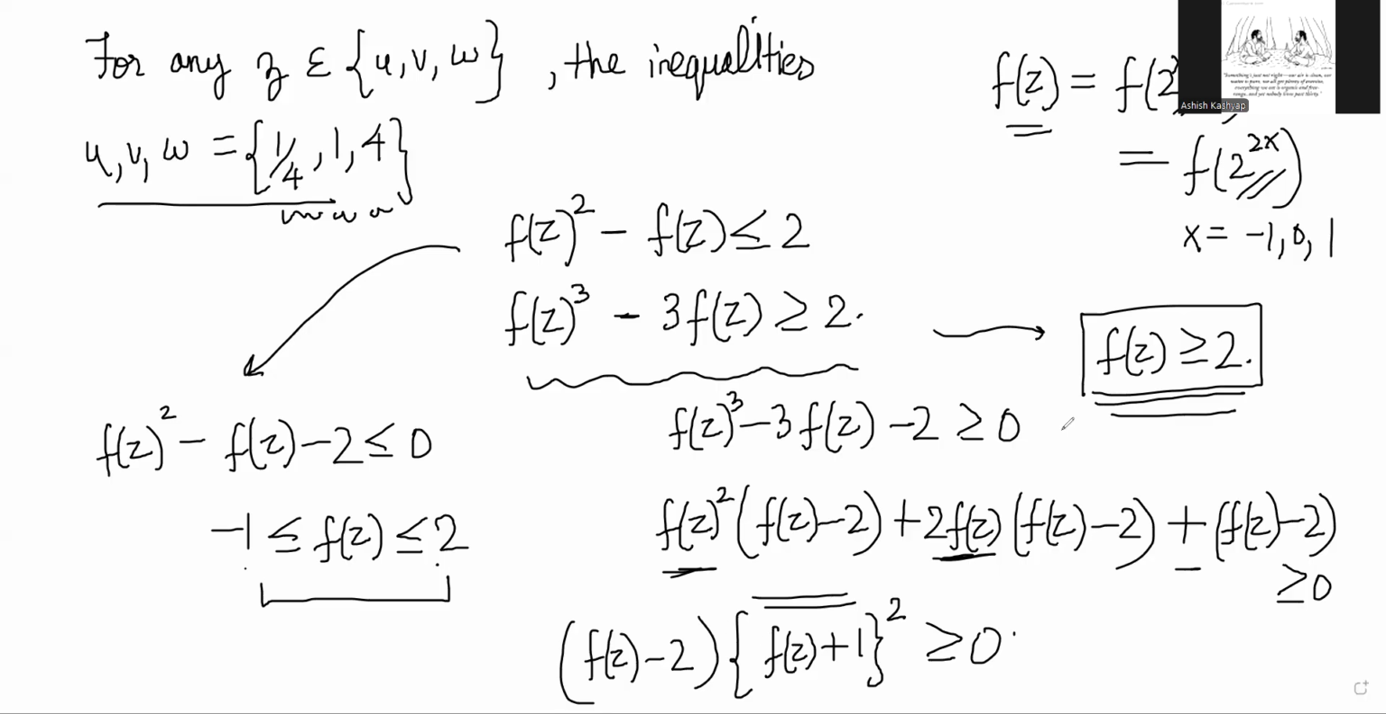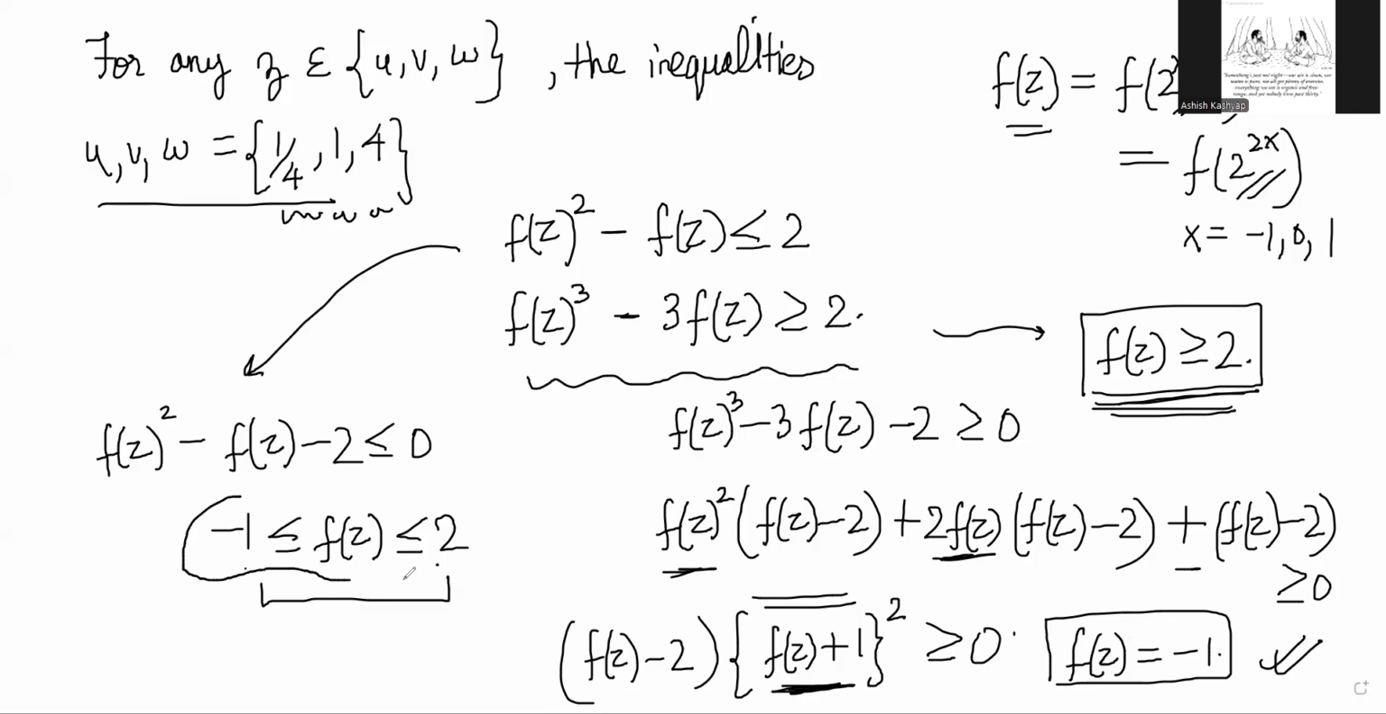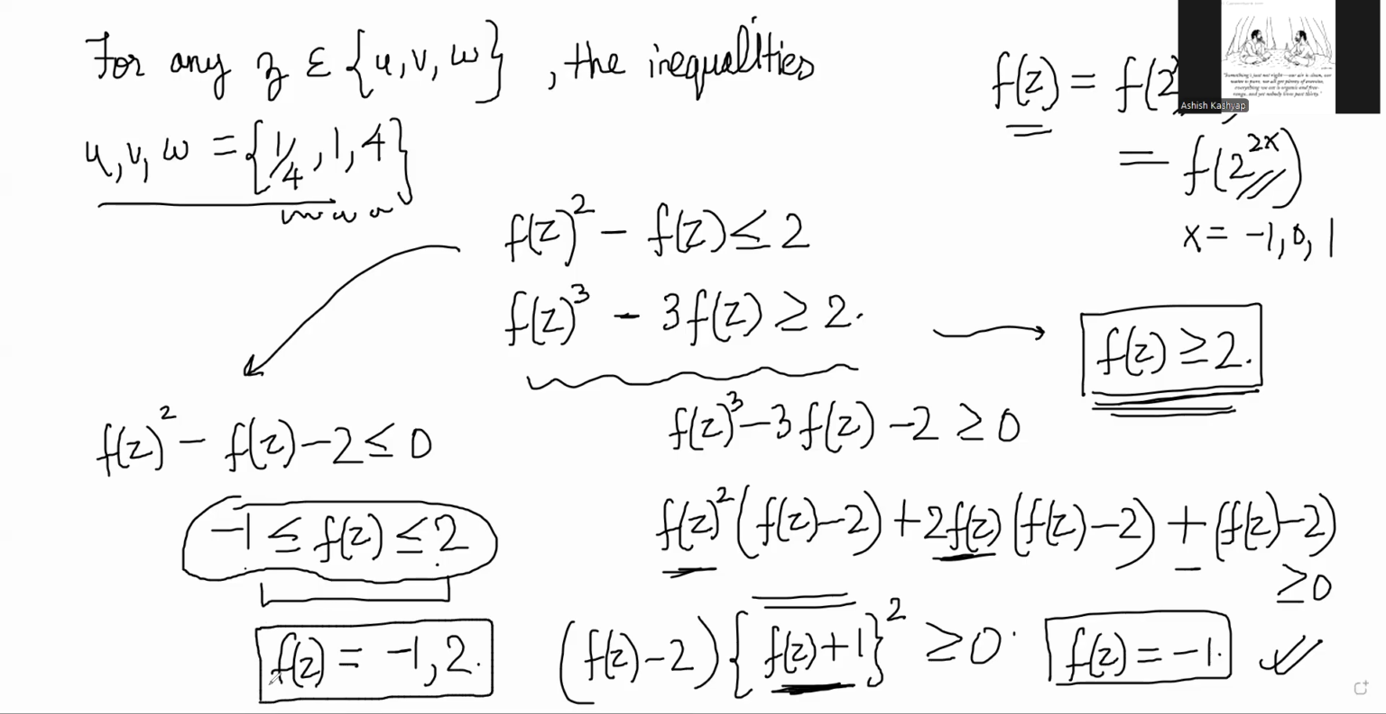there is one more option here. The other option is f of z could be minus 1 actually. This inequality has a solution when the perfect square is 0, right? So f of z could be minus 1 or f of z is greater than or equal to 2. So from here and combining it with this first condition, the possible values of f of z are only two values. It could be minus 1 or it could be 2. Anything less than 2 is not allowed by this condition. Anything greater than 2 is not allowed by this condition. But minus 1 is allowed here and it's also allowed here. And 2 is allowed in both the cases, right?